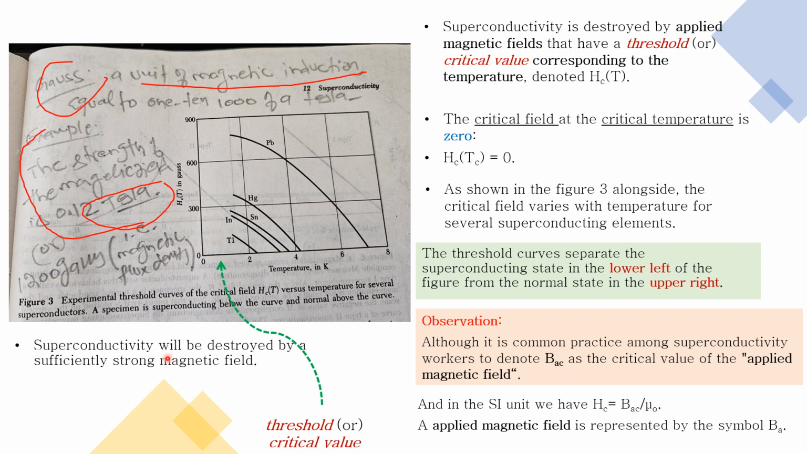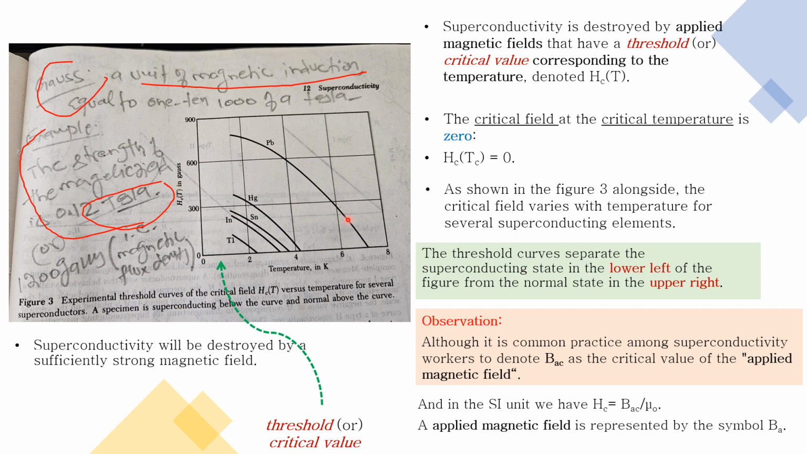So the superconductivity will be destroyed by a sufficiently strong magnetic field. The superconductivity is destroyed by the applied magnetic field that has a threshold curve or critical value corresponding to the temperature, which is denoted HC(T). HC(T) is simply called the critical field. Therefore, the critical field at the critical temperature is 0, which means HC(Tc) equals 0.